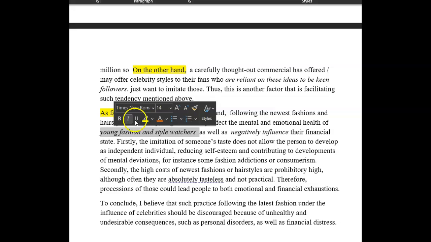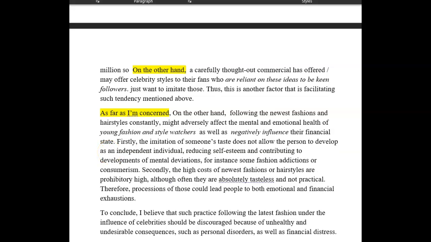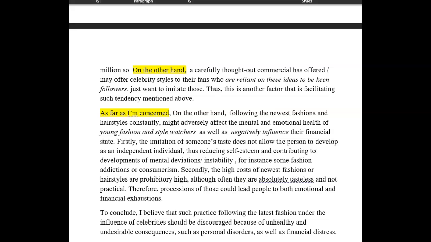Firstly, the imitation of someone else's taste does not allow the person to develop as an individual, independent, yes, thus or therefore reducing self-esteem and contributing to development of mental deviations. For example, mental deviations or instability. For instance, some fashion addictions or consumerism. Good. Secondly, the high cost of newest fashion or hairstyles.